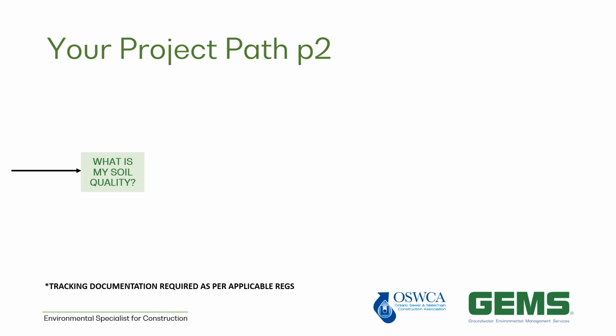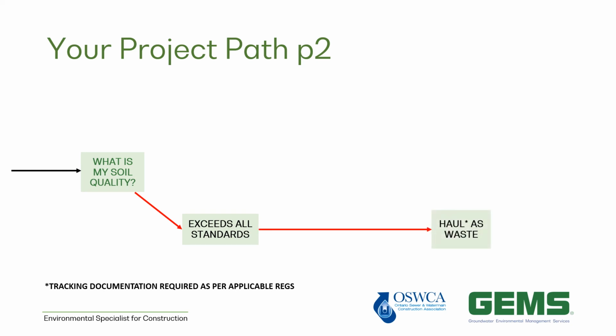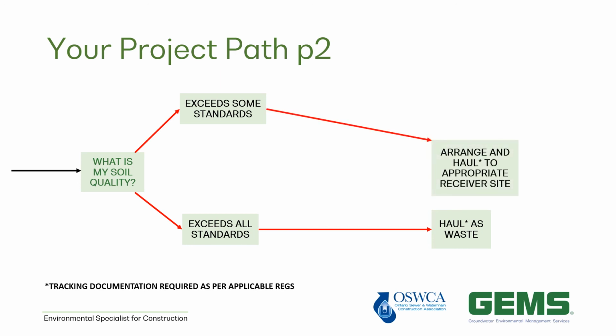Now, if all of the standards have been exceeded, then right away we know it's waste. It's hauled off site and disposed of. However, if only some of the standards are exceeded, then there is potential to arrange and haul some of that material to an appropriate receiving site. There is also the possibility that the soil cannot be classified under the receiving site requirements. If that happens, there is a tool that can be used.